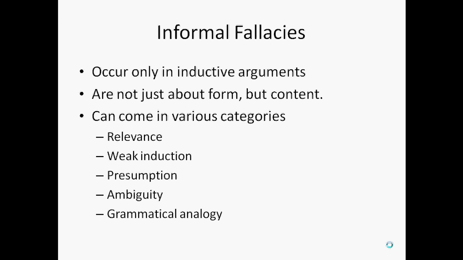Ambiguity. Ambiguity just turns on language being unclear, either terms or statements. And grammatical analogy is essentially a problem with moving from wholes to parts and parts to wholes. It's trying to use an analogy that because something's true of the parts, it's true of the whole, or because something's true of the whole, it's true of the parts. We'll talk more about those later.